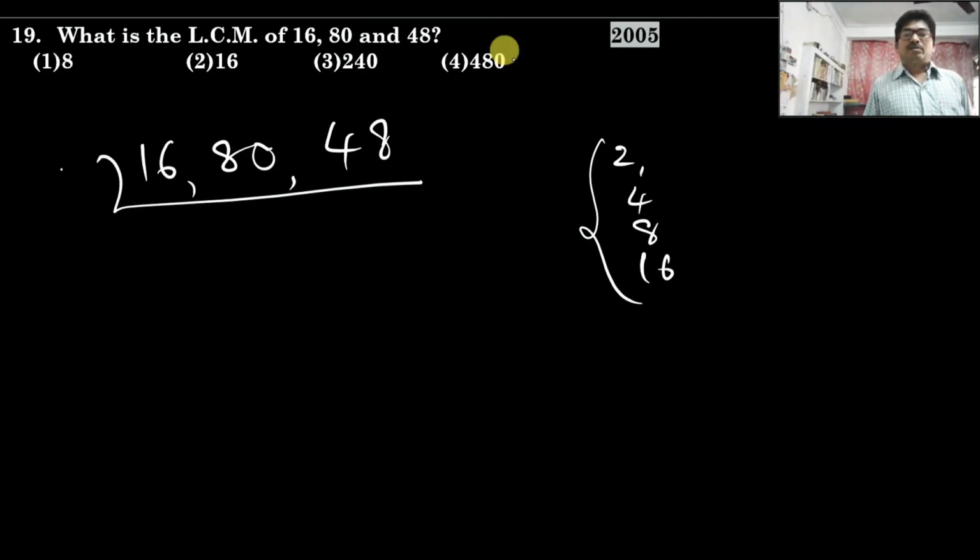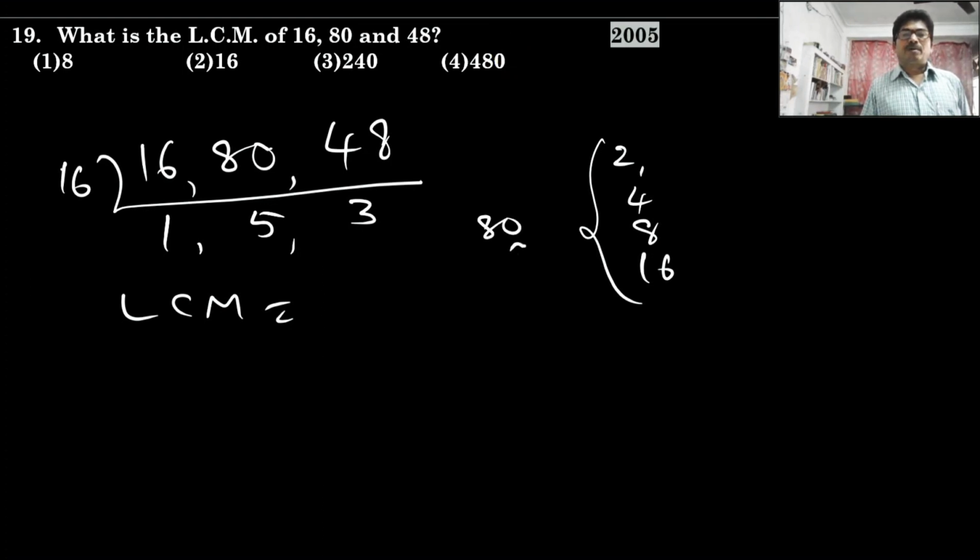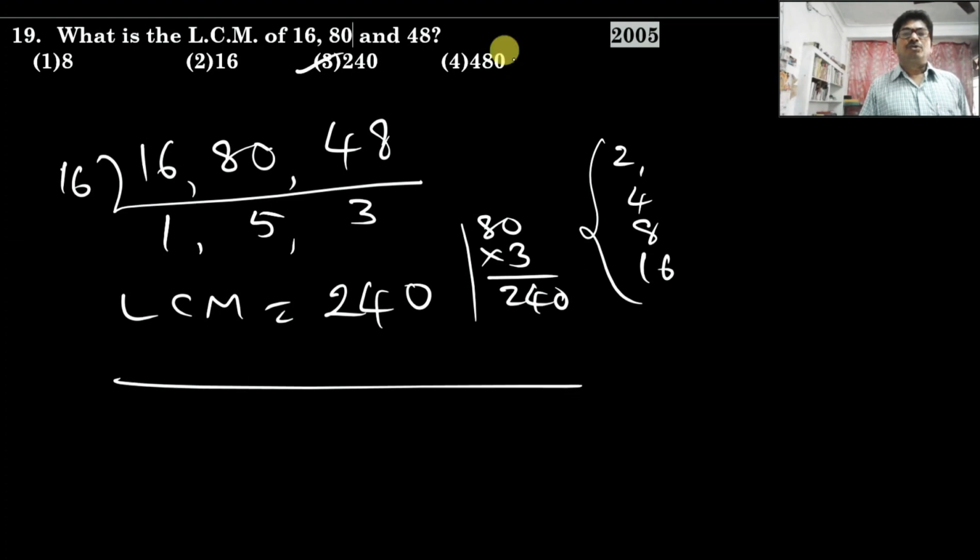So I will take this 16 ones are, 16 fives are, 16 threes are. So LCM is equal to 16 fives are 80, 3 eights are 24, 0. 240 is the answer. Option 3.